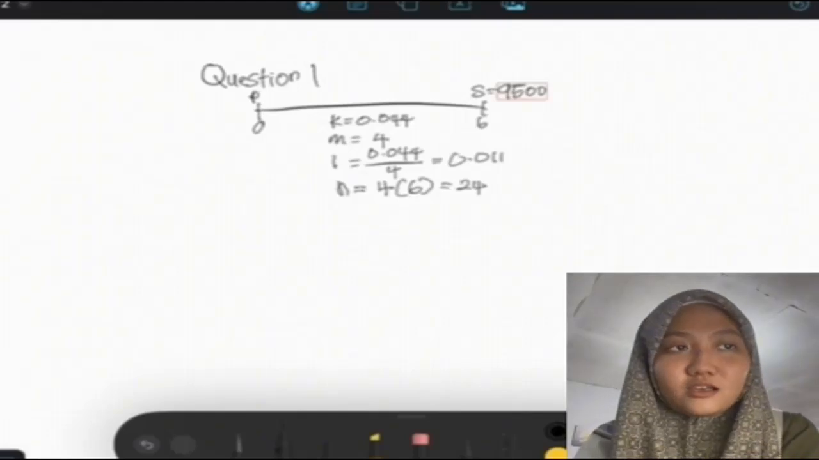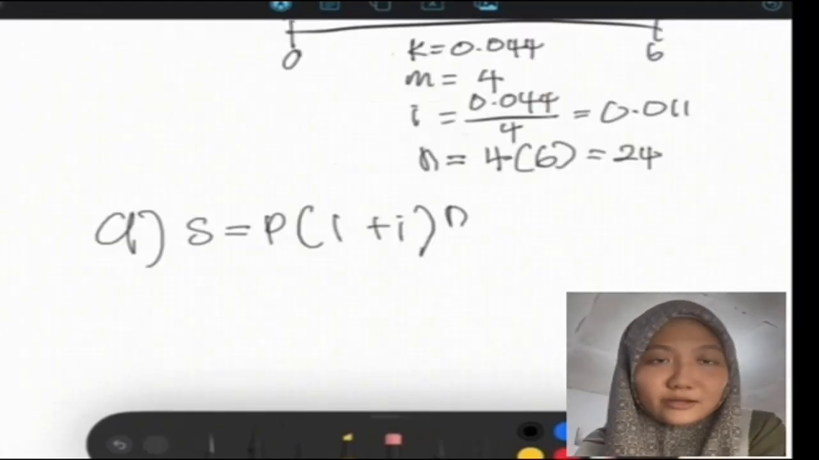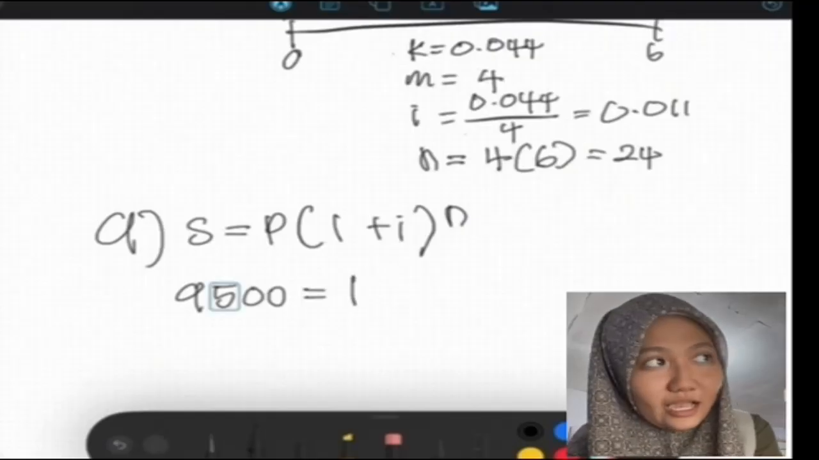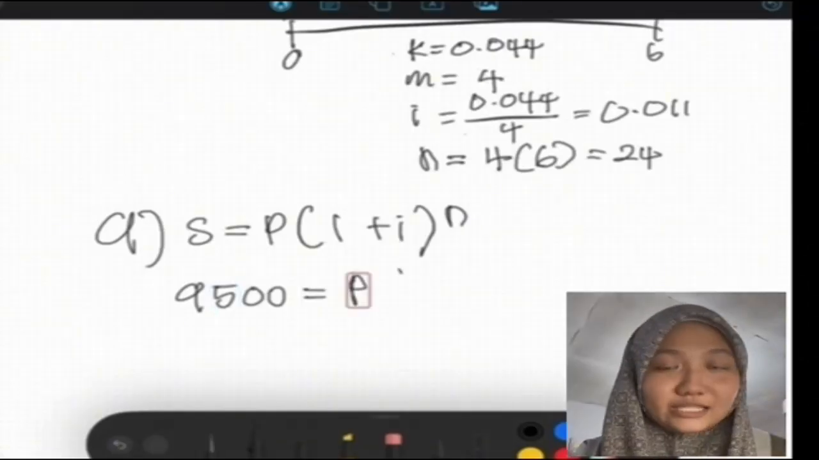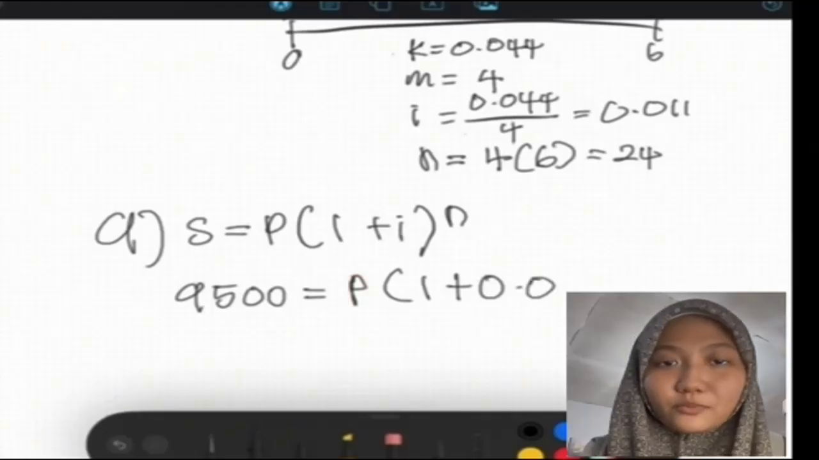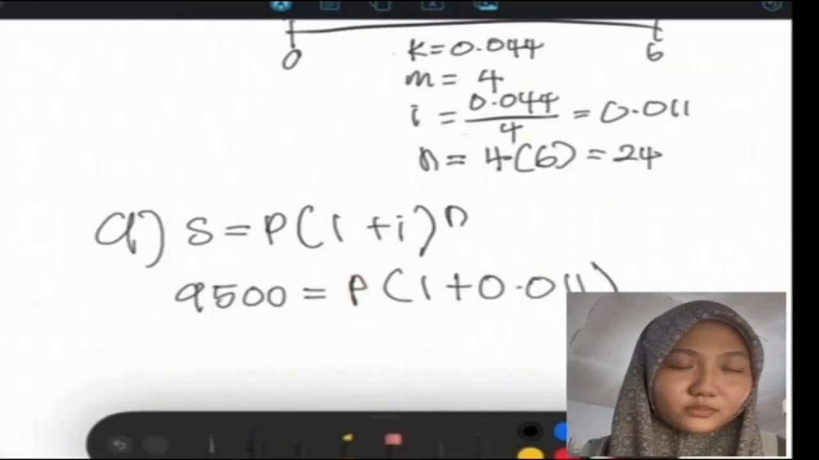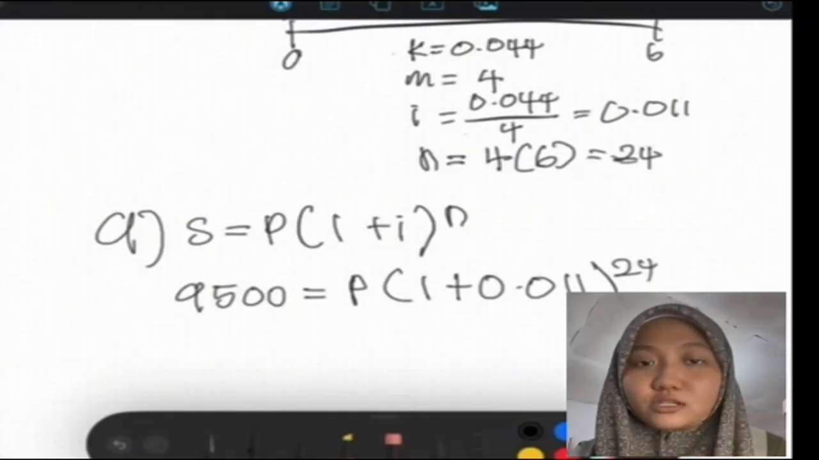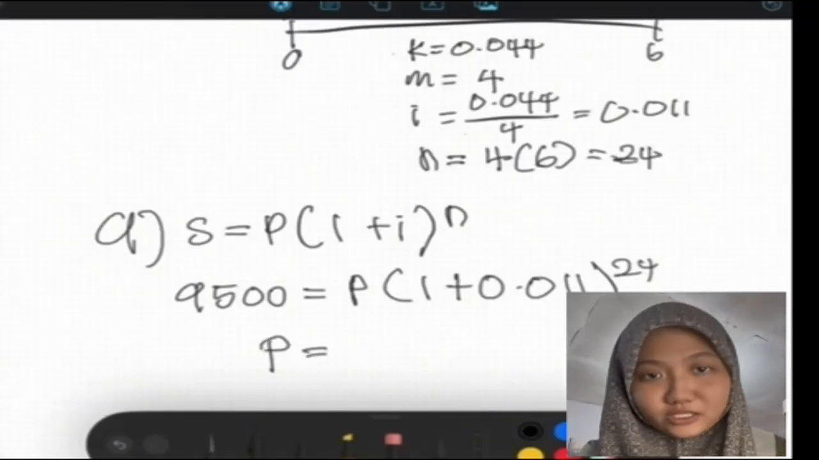So, using the compound interest formula, S equal P times 1 plus I to the power of n. 9,500 equal P times 1 plus 0.011 to the power of 24. So P equal to 7,306.27.